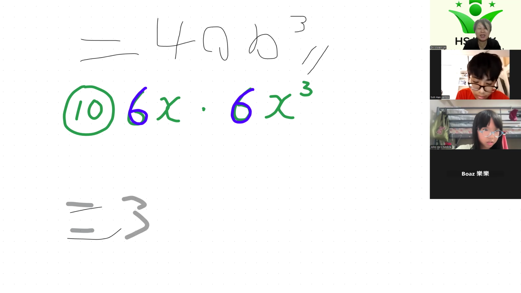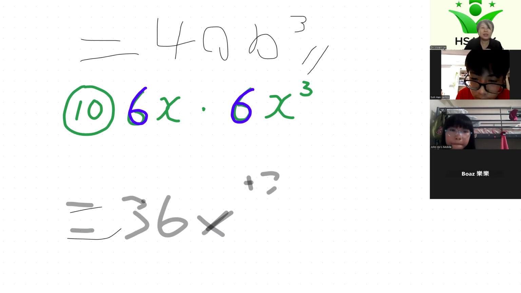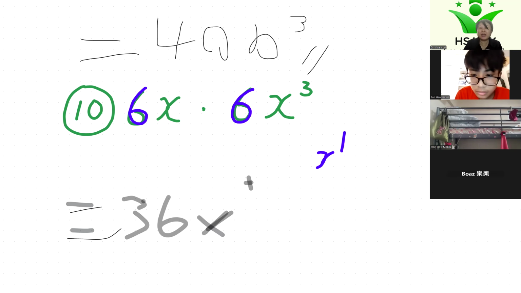Very good. 36. And then now you deal with the green color, the variable. Yes. Remember X. Yes, you got it. That is the first power. X meaning X to the first power. Okay, remember when we don't write, that means it's the first power.